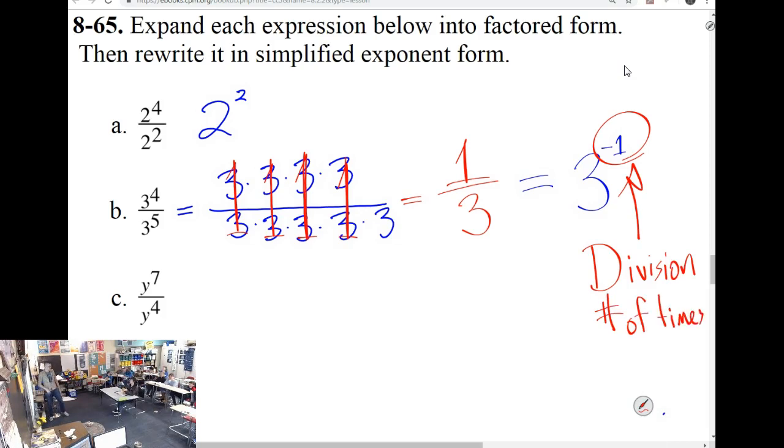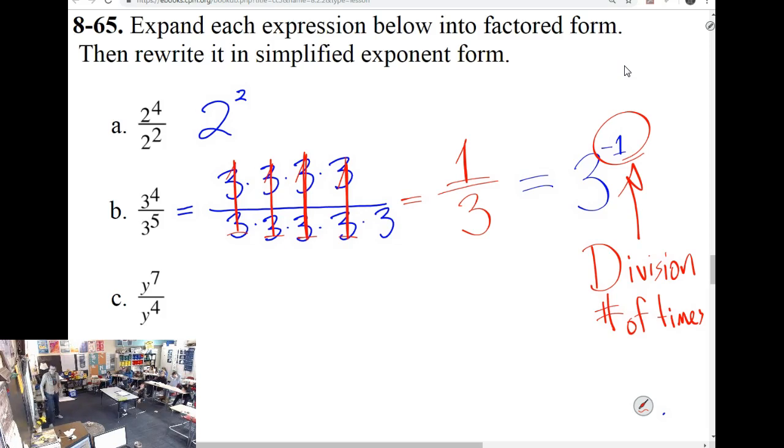Some amount of times. So 3 to the negative first power means divide by 3 once. 3 to the negative second would mean divide by 3 twice. Repeated division now has a shortcut. So if somebody says cut that in half, cut that in half, cut that in half again, you're like, oh, that's just 2 to the negative third power. Right? Divide by 2, divide by 2, divide by 2. 2 to the negative third.